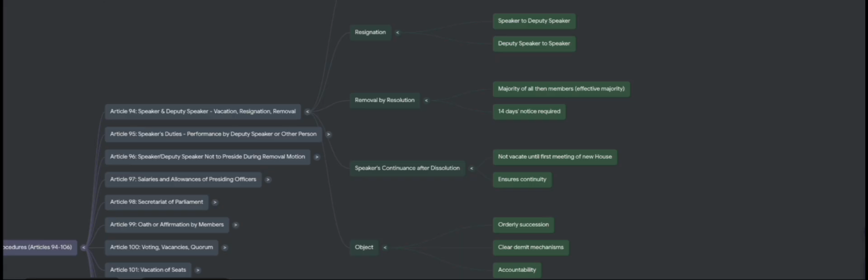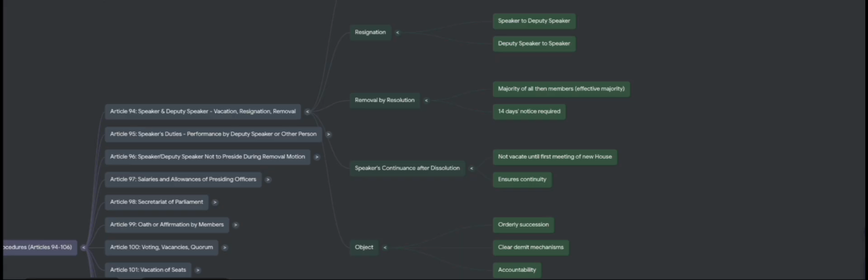The Speaker performs crucial administrative duties, oversees the Secretariat, and maintains the institutional memory. They can even, in rare circumstances, preside over a joint sitting of Parliament if one were called during that time. It prevents an institutional vacuum and ensures a smooth transition until the newly constituted House elects its new Speaker. It's a subtle but powerful safeguard against administrative chaos.